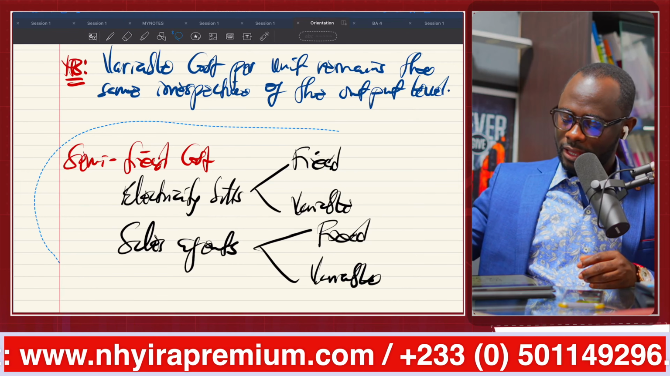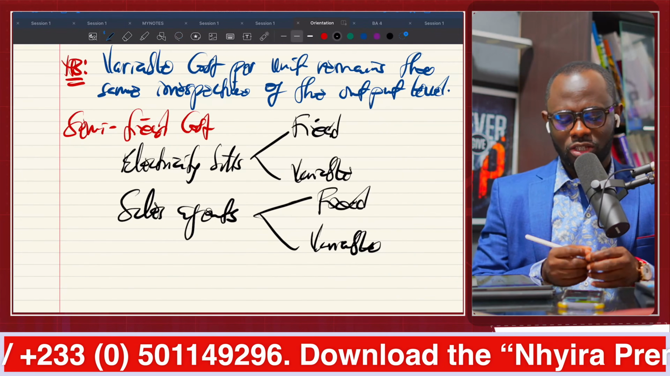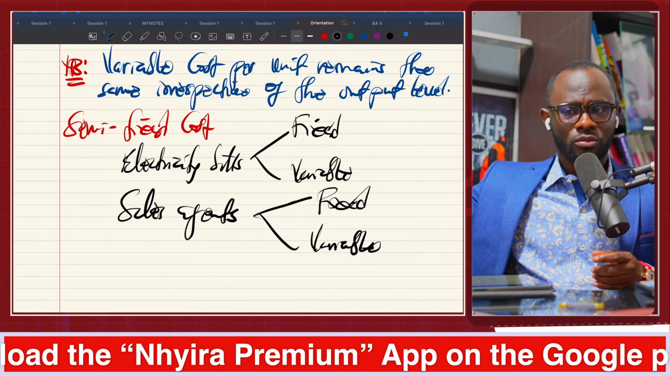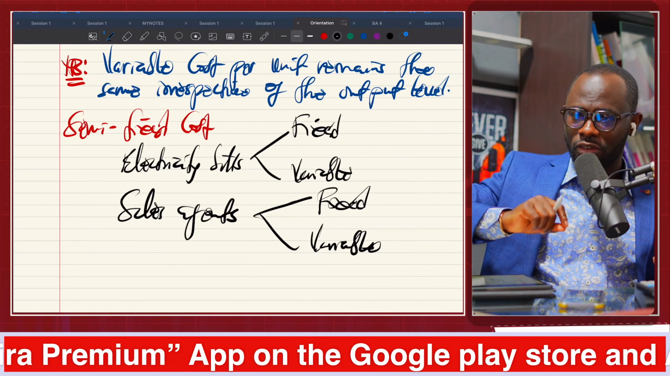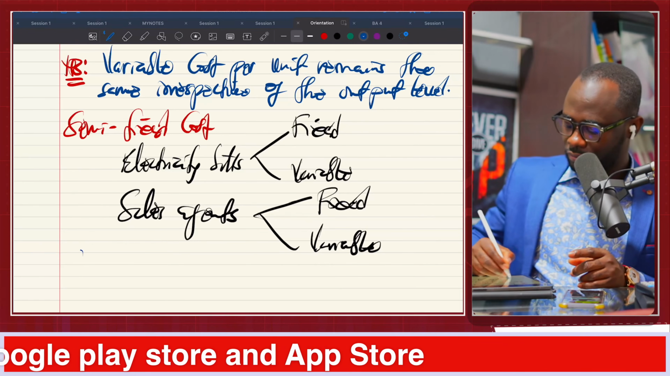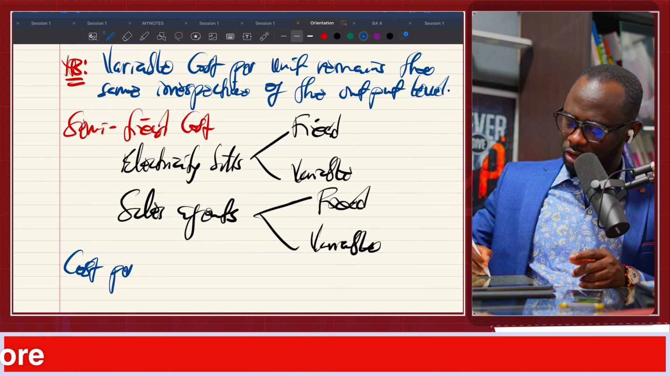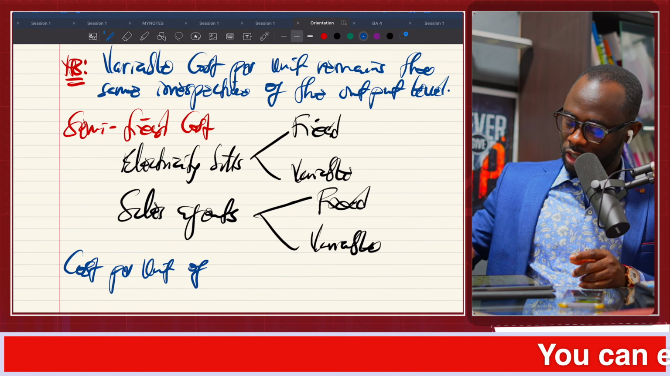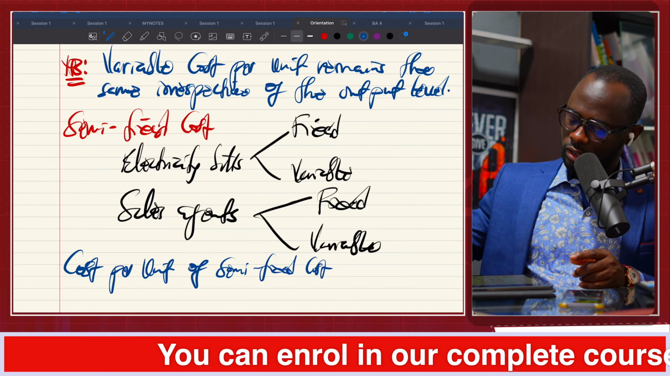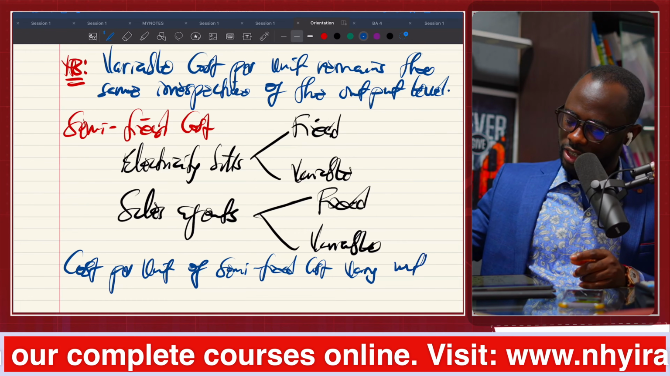Like I said, the cost per unit of semi-fixed, semi-variable costs varies. So any item where we see cost per unit varying with the output level could be a semi-fixed or semi-variable cost. Be careful. That's the second concept you have to understand: cost per unit of semi-fixed costs varies with the output level. In other words, they change.